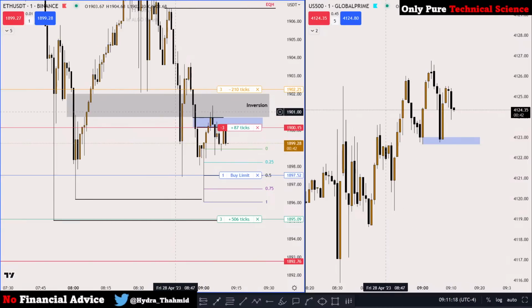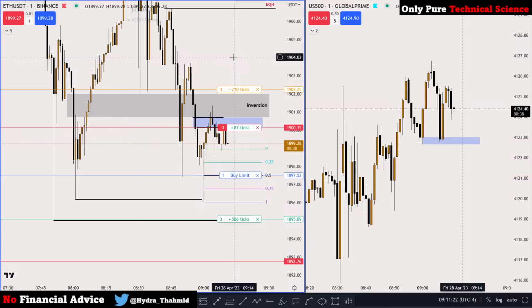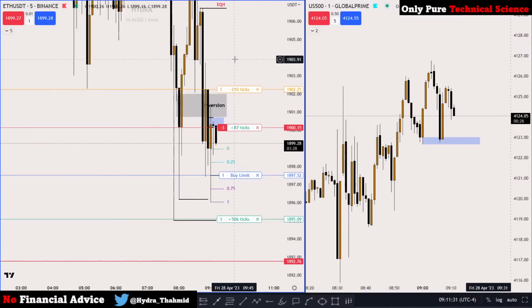You have to have a narrative first. If you don't have a narrative, no concept of ICT, you will only get lucky. But if you want to make consistent money, you have to have a narrative. You have to look at higher time frames.